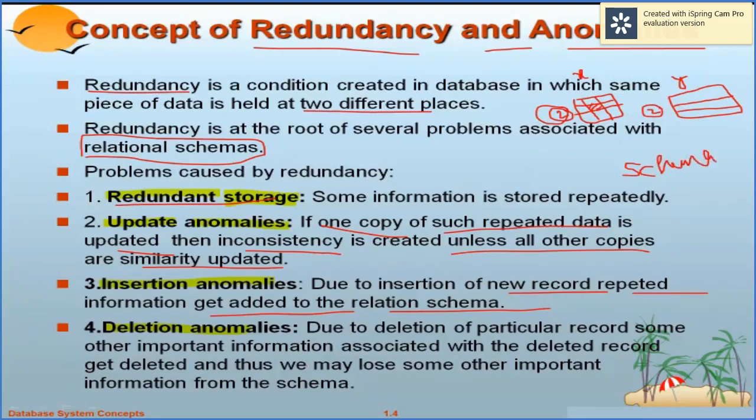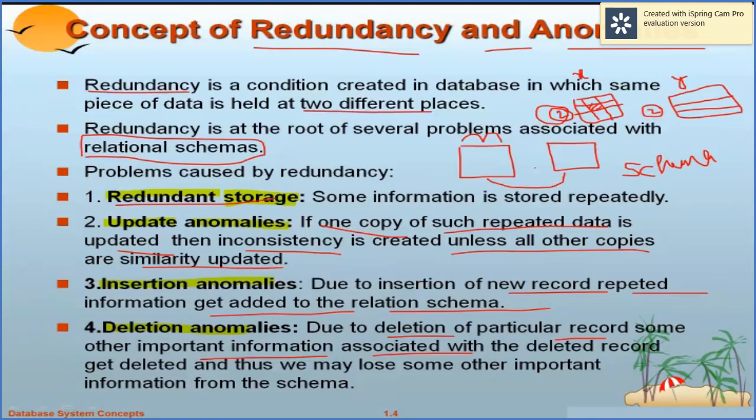And next one is deletion anomalies. So if deletion of a particular record happens, some other information or record related to that particular thing also gets deleted. You know, a database is something where different tables are linked up. No table is acting like an independent element. Each of the attributes belongs to a single table, and also the tables are interlinked among themselves.